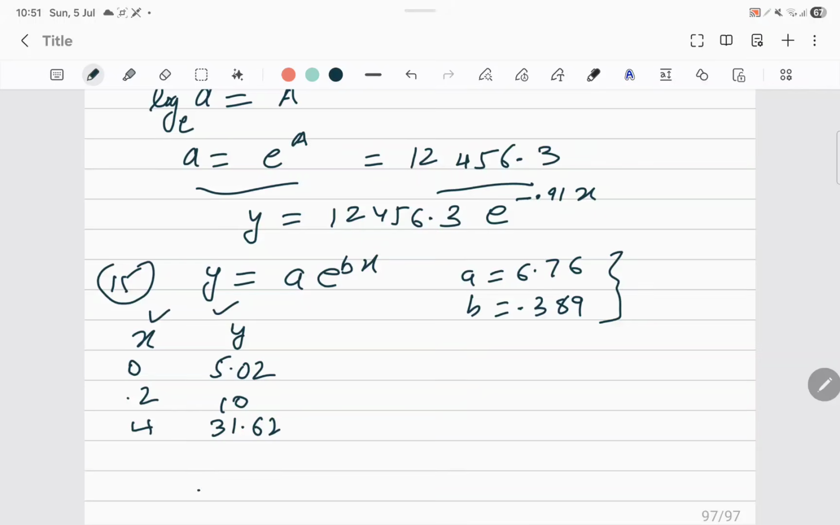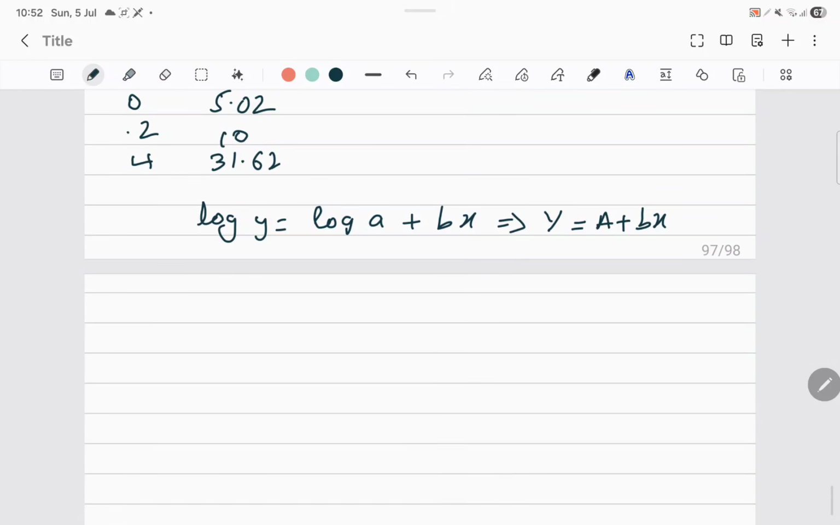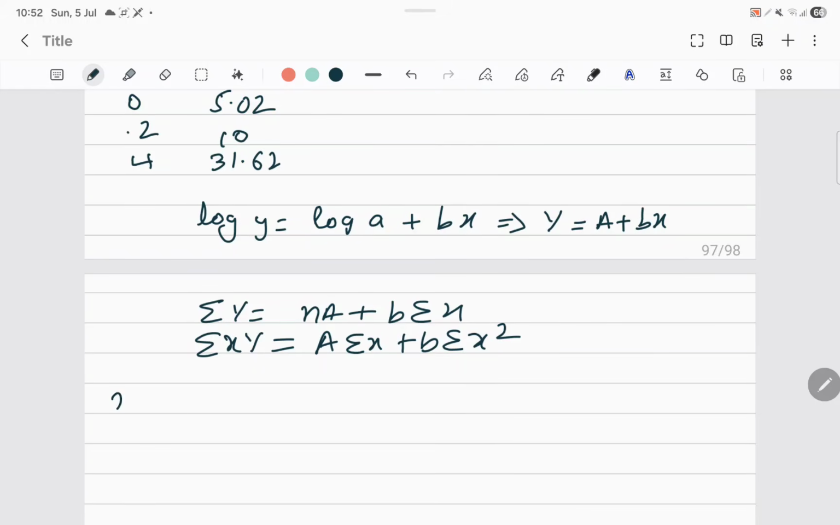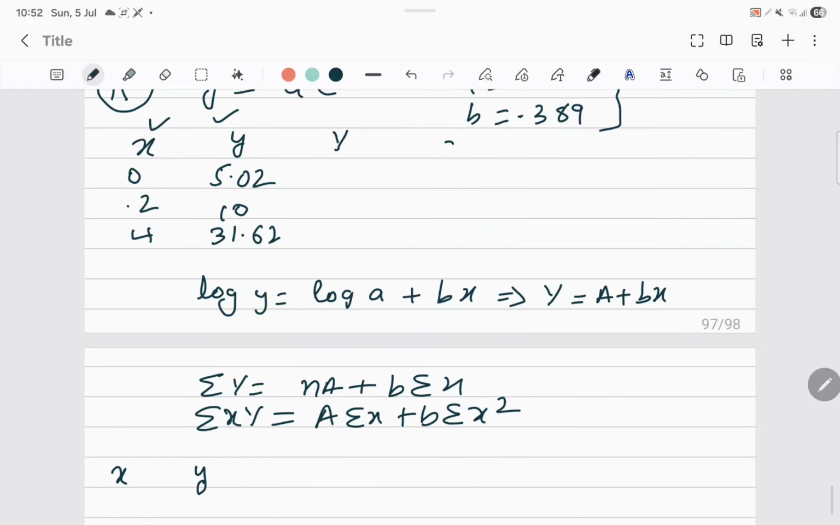But actually now when I solve, how will I start? Log y is equal to log A plus bx. Then what I'll do is take capital Y is equal to A plus bx and then I'll take the normal equations. So the normal equations will be summation y is equal to na plus b summation x, and summation xy is equal to a summation x plus b summation x square. So how will my table go? X, y, which I have already written. Then next will be capital Y. Next will be x square. And next will be x and y.